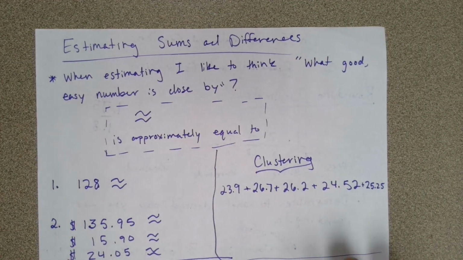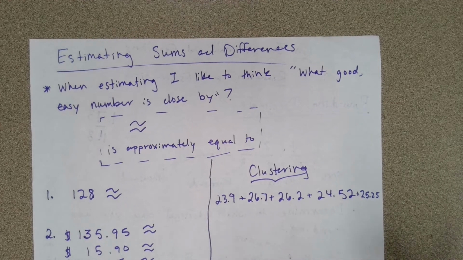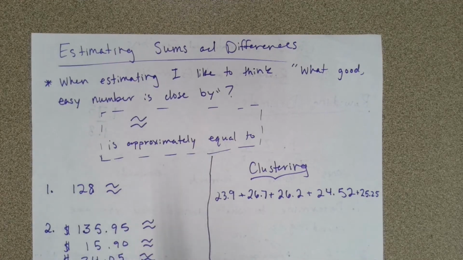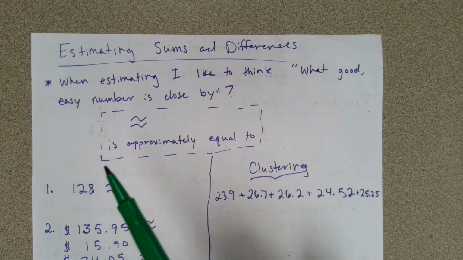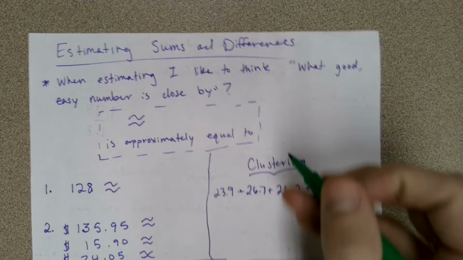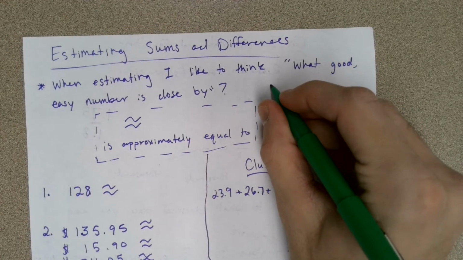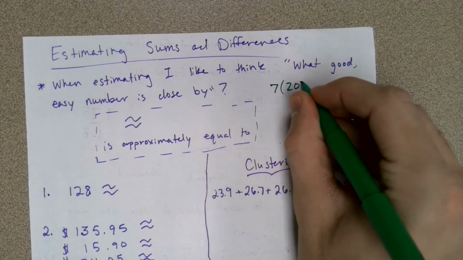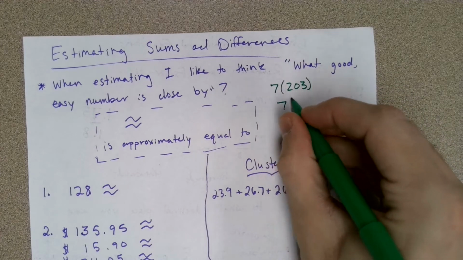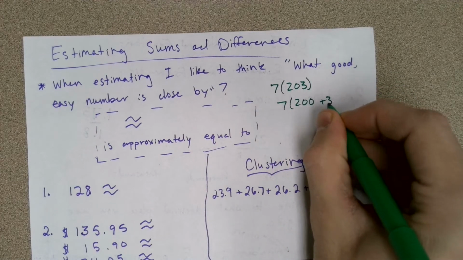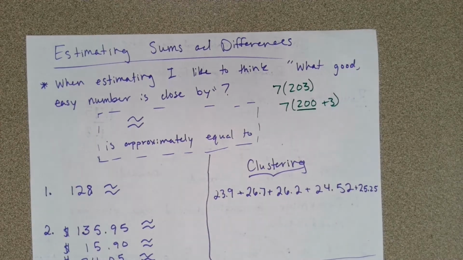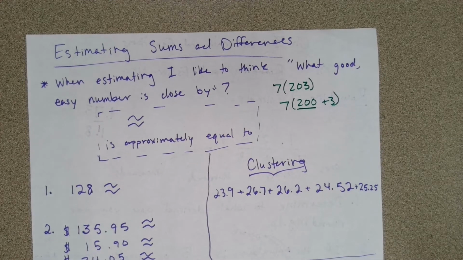Backside, we might have a little bit of new information here. So we're talking about estimating now. We were working on rounding. Estimating is a similar idea, but it doesn't necessarily need to go to an exact 10th or a 100th or a certain decimal place. It's more up for us to decide ourselves. So when estimating, I like to think, what good, easy number is close by? We kind of talked about this when we were doing our distributing, when we had things like 7 times 203. We read that as 7 times 200 plus 3. This was us estimating a close number right there. We're going to be doing a similar thing with this.